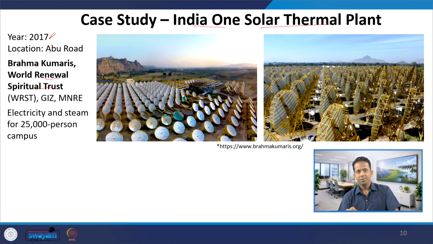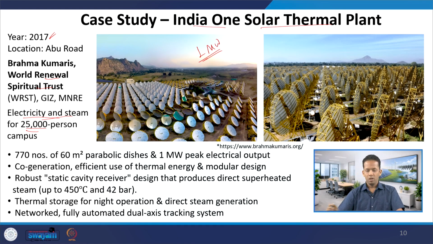And this plant of 1 megawatt, okay, it is able to produce electricity and steam. So it's actually a co-generation plant. It generates power as well as steam for the Brahma Kumaris campus, which has around 25,000 population. If you look at, so these are the parabolic dishes which you can see.